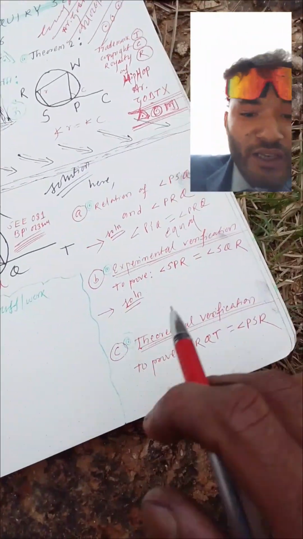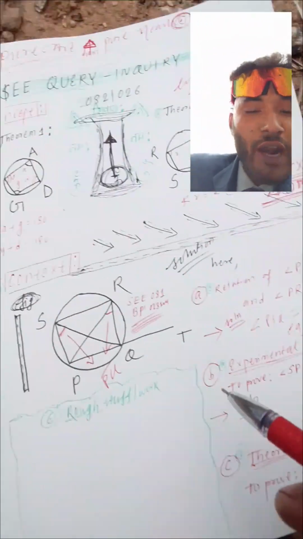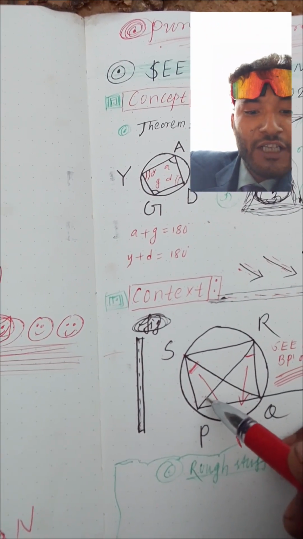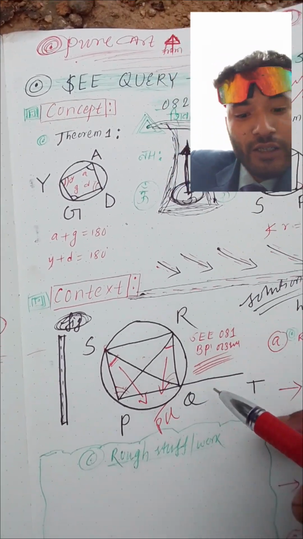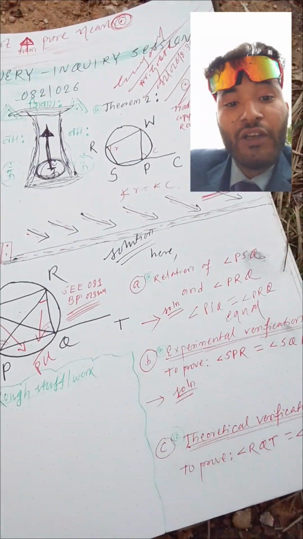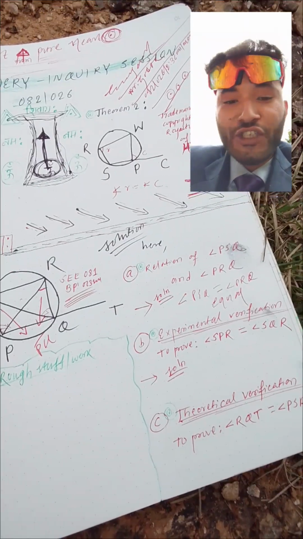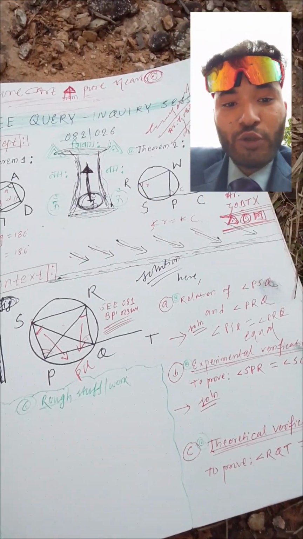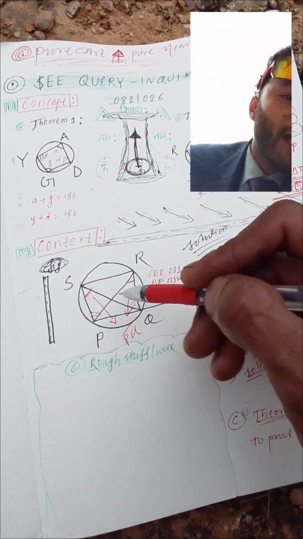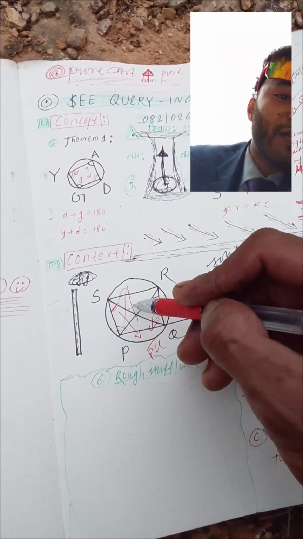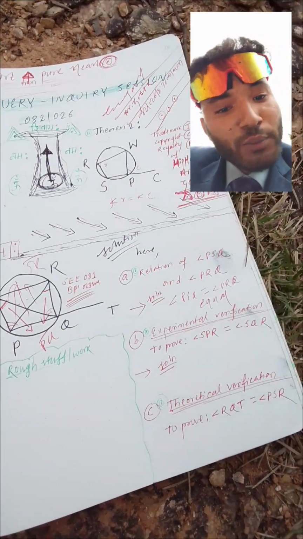Next question is experimental verification to prove angle SPR is equal to angle SQR. This is angle SPR, and the other is angle SQR. We have to prove them experimentally, right? For experimental verification, it's a 2 or 3 marks question for SEE graduates. Here the inscribed angles SPR and SQR are standing on the same arc SR, right? So we know that they are equal theoretically, but we have to prove them experimentally.